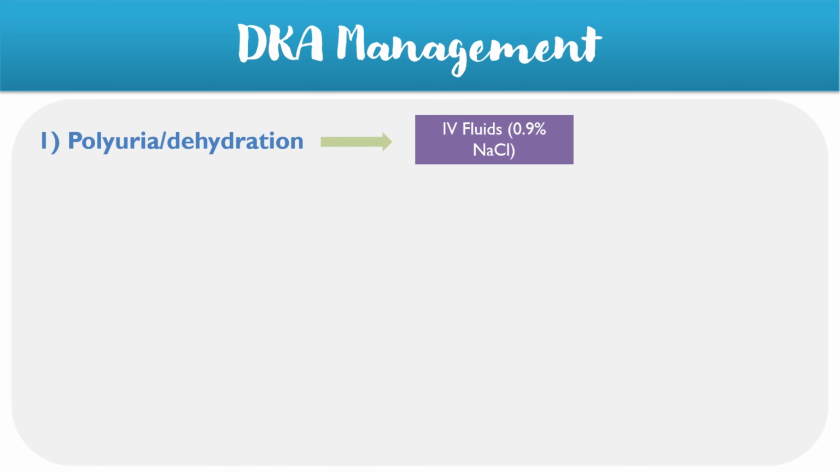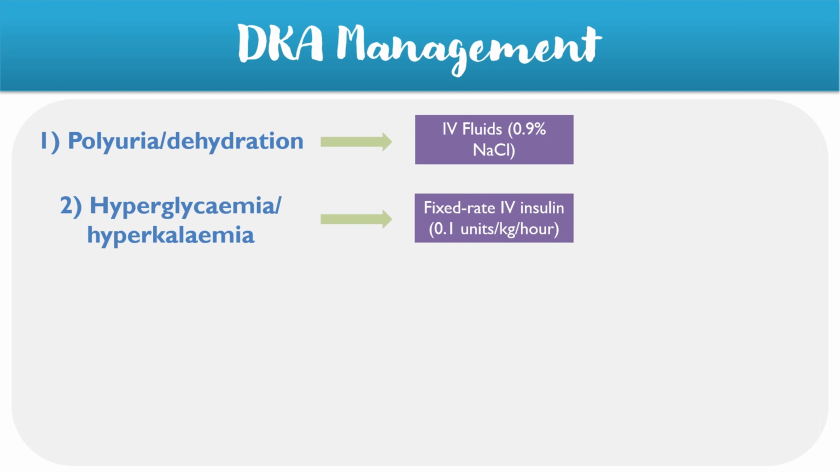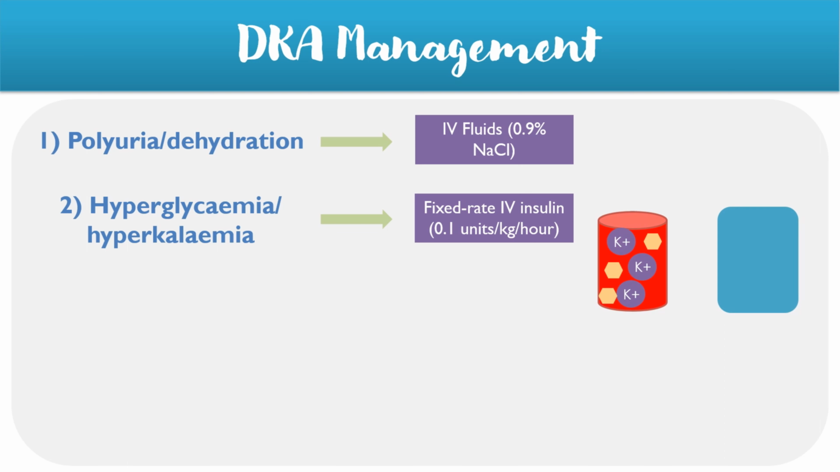As diabetic ketoacidosis is a medical emergency, it's important to recognize and treat the condition as soon as possible. And we usually start by treating the dehydration symptoms first, replacing this with IV fluids such as 0.9% saline. In terms of the hyperglycemia and hyperkalemia, we can treat this with a fixed insulin infusion of 0.1 units per kilogram per hour. And the way this works is that when we administer IV insulin, it can drive both glucose and potassium into the cells, decreasing their blood concentrations over time.